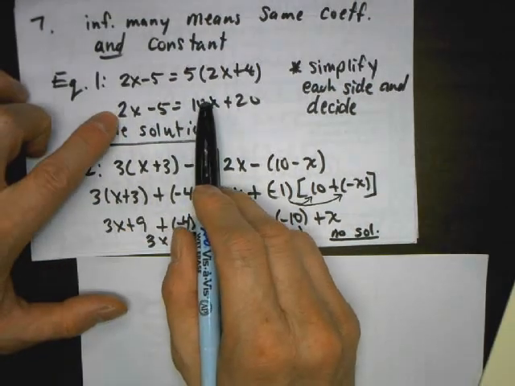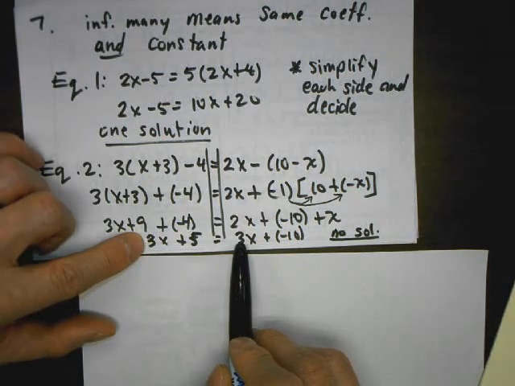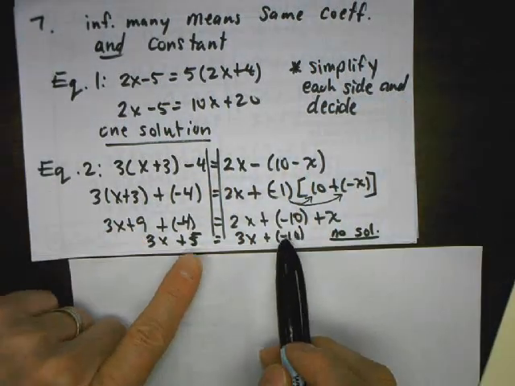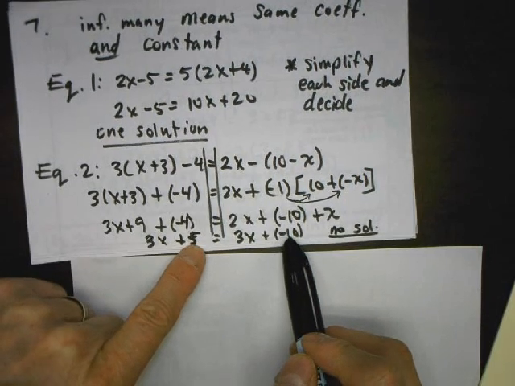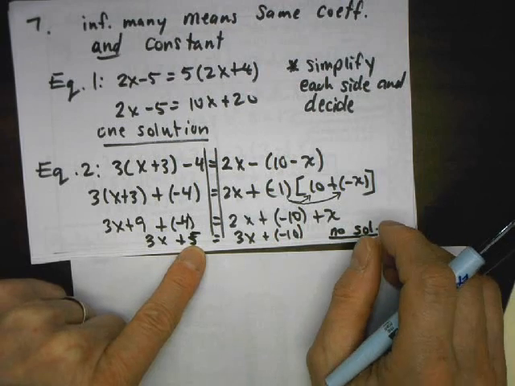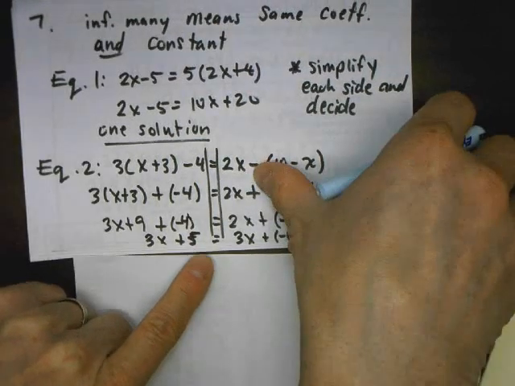Up here, my coefficients were different. That means one answer. Down here, coefficients are the same. You have two choices. Either it's no solution or infinitely many. Since my constants are different, this is no solution. In other words, there's no x you can put in there to make this true. So the answer is there is no answer.